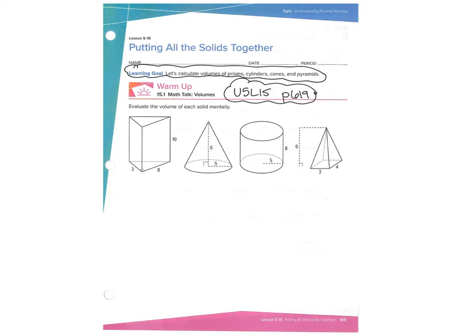Hi Geometry, this is Unit 5, Lesson 15 on page 619 of our workbook. We're going to calculate volumes of prisms, cylinders, cones, and pyramids. And spheres, actually. So on this page, this is going to be a do now in our class this week.